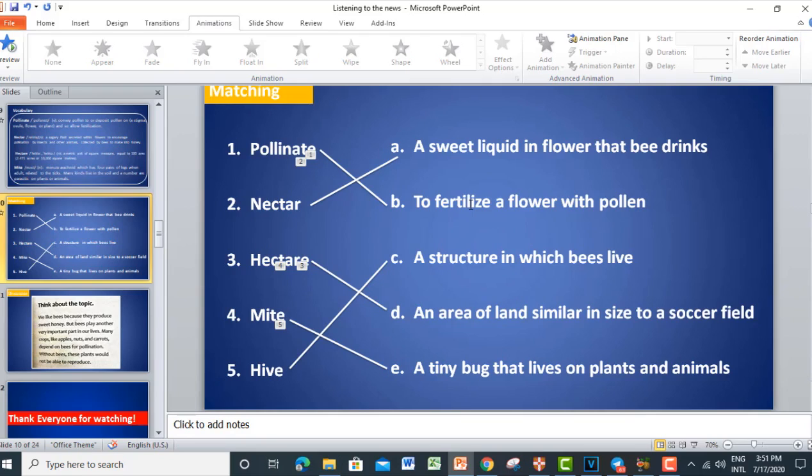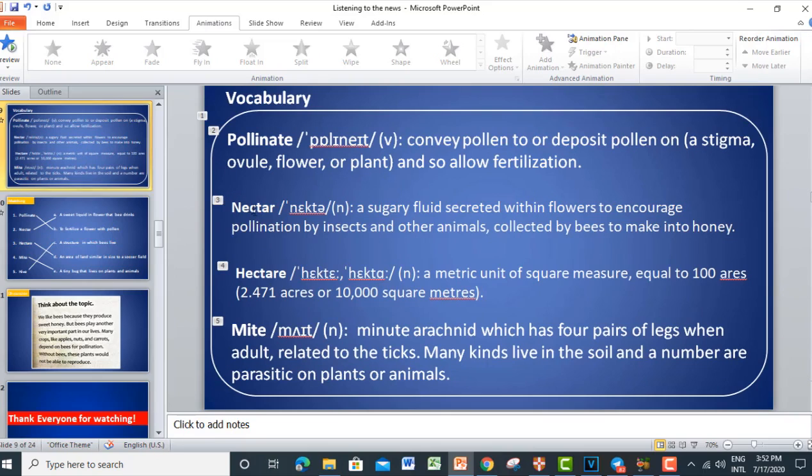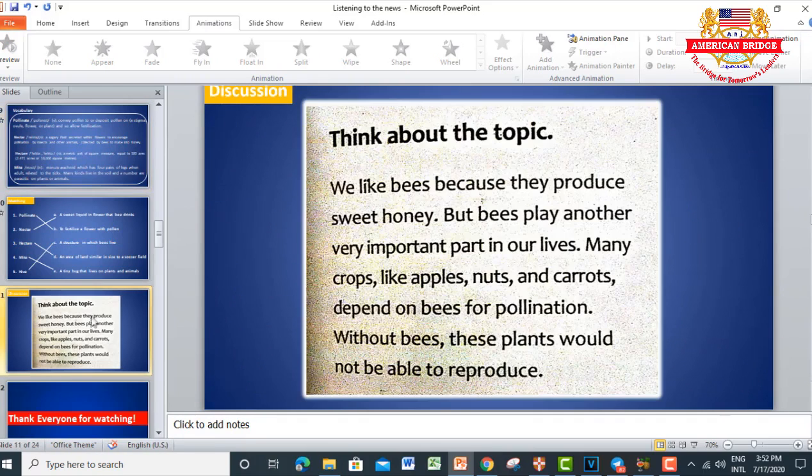And number two, the word nectar. Nectar means sweet liquid in flowers that bees drink, okay. And hectare means an area of land similar in size to a soccer field, okay. And mite, a tiny bug that lives on plants and animals. And hive can be a structure in which bees live, right? Okay, so yeah, we can move to the next one, everyone.